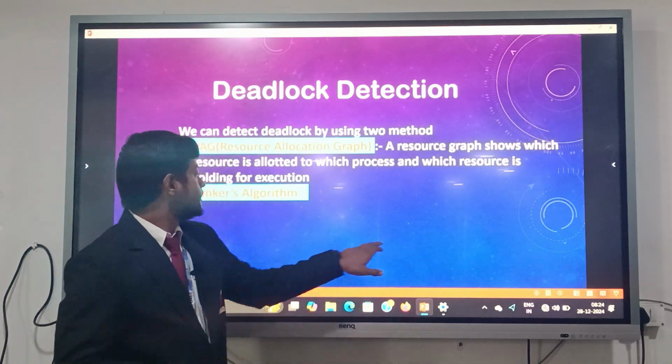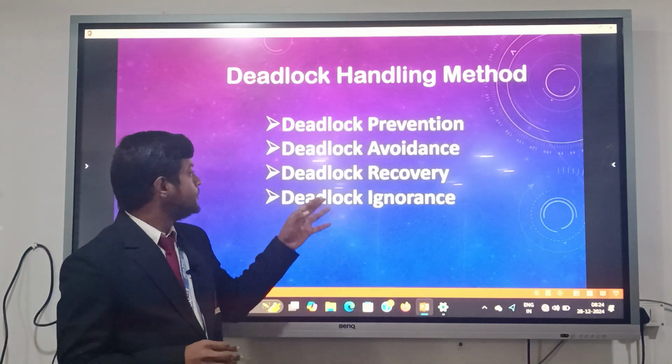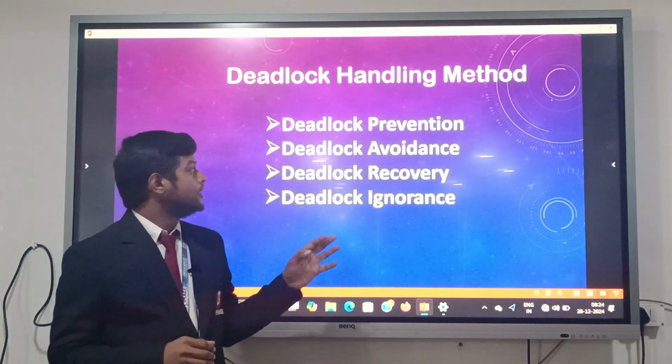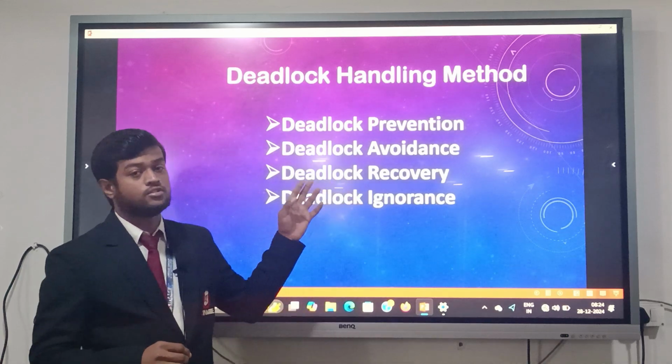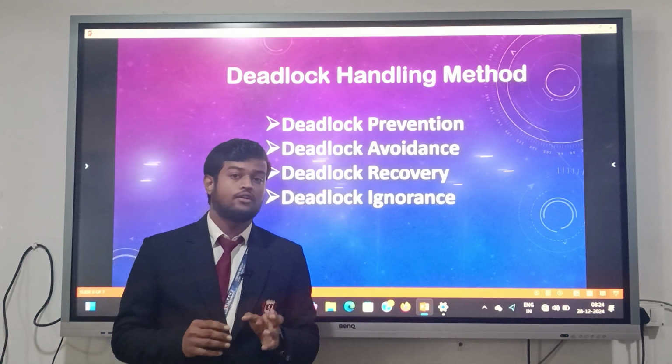And in the next slide we know deadlock handling methods. There are four deadlock handling methods. First is the deadlock prevention method, and it is a very costly method. Then deadlock avoidance method, deadlock recovery, and deadlock ignorance.